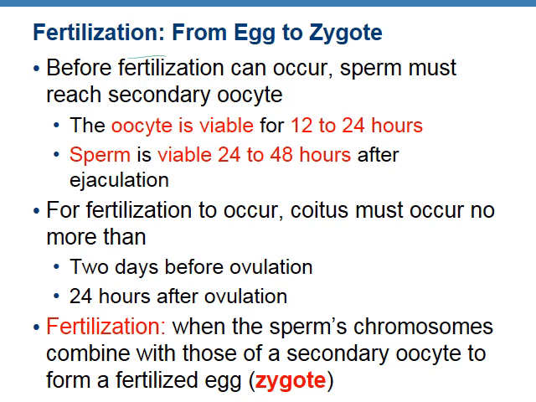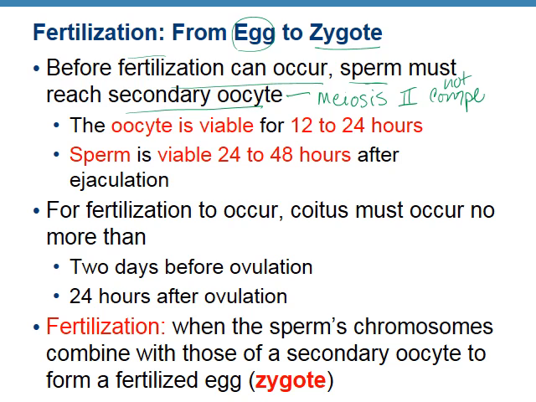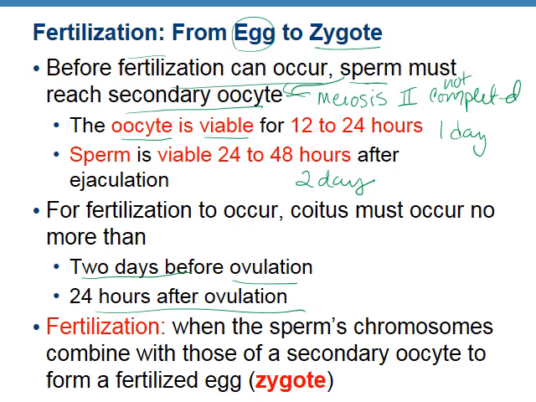So let's talk about fertilization from the egg to the zygote. So remember, zygote is fertilized egg or ovum, right? Okay, so before fertilization can occur, the sperm must reach the secondary oocyte. And then you're going to have that final division. So make sure that you're paying attention to the fact that meiosis 2 is not completed until after the sperm penetrates the secondary oocyte. The oocyte is viable for about a day, and sperm is viable for about 2 days after ejaculation. So we're talking about 2 days before ovulation and about a day after ovulation, fertilization can occur.